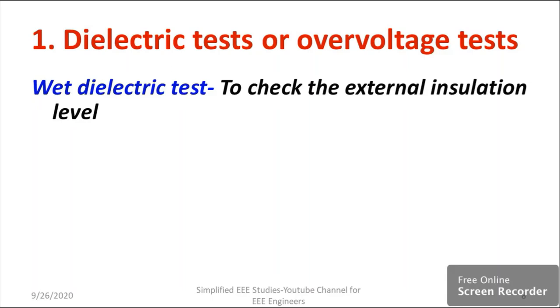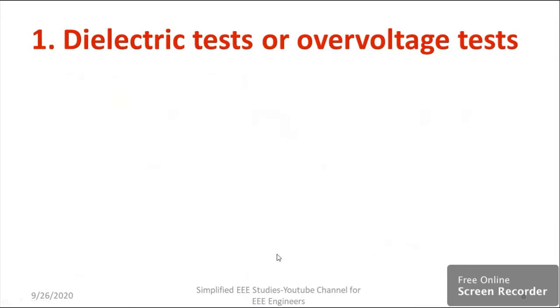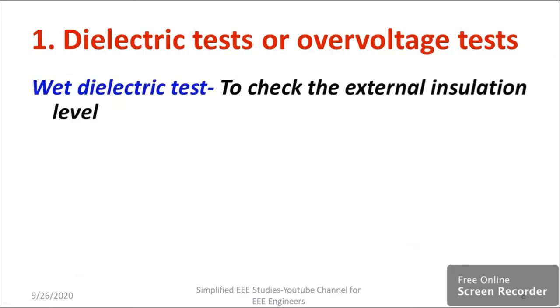In this type of internal insulation level test, you are going to maintain this kind of condition and you will be conducting the test. Make sure that no flashover occurs. Okay. Similarly, regarding the wet dielectric test, the main purpose of conducting the wet dielectric test is to check the external insulation level. We are going to check whether the insulation provided in the external part of the circuit breaker is good enough to maintain or not. We are going to verify that.